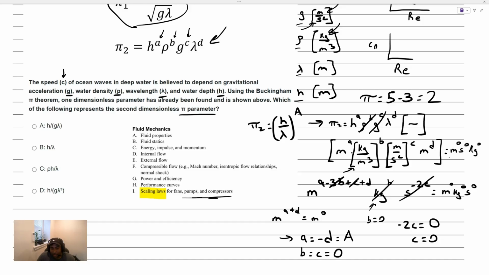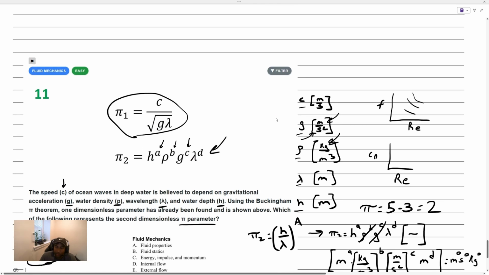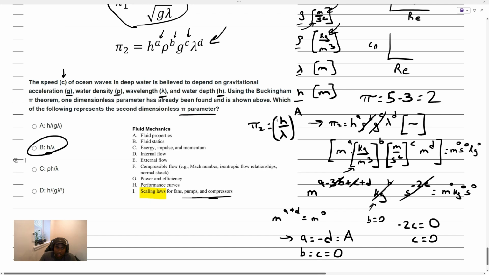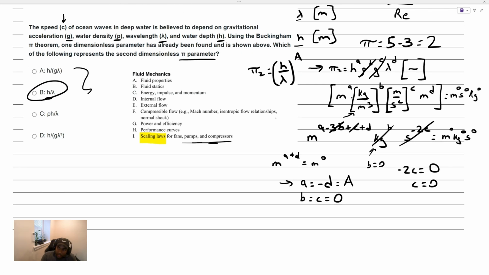Now I could set that A equal to 1, 2, 3, and the answer would be correct. But if you look at the choices on the left-hand side, you can see that we have this answer choice B as our pi 2 parameter. And I marked this question as easy. You could see the tag here, because what we could have done is check some of these choices over here, and we can quickly see by inspection that answer choice B is a length over a length. It's a dimensionless term, so that must be the dimensionless pi parameter.